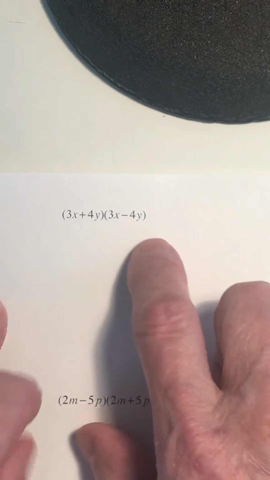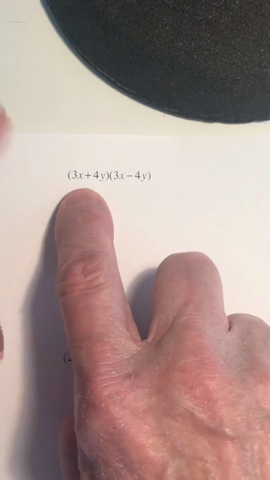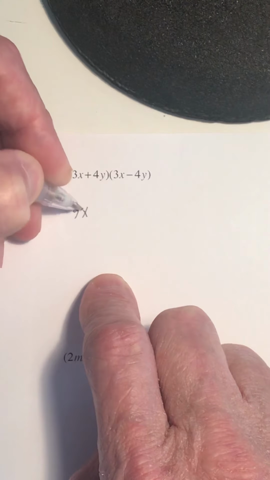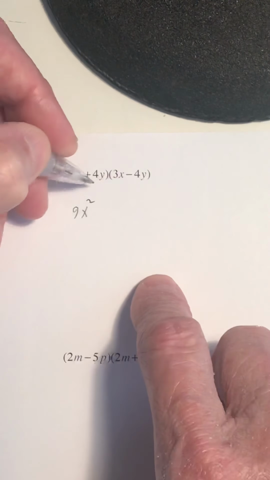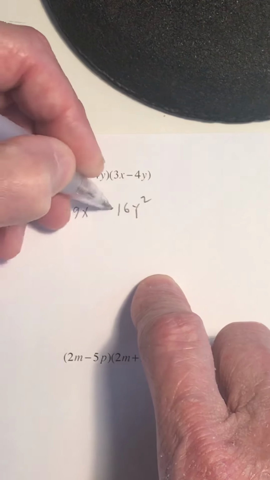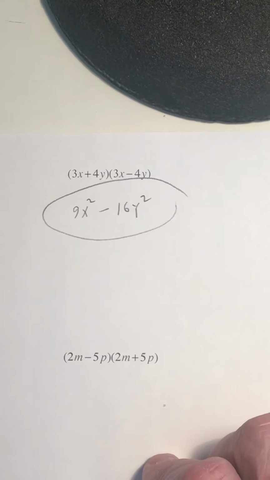Let's go back up to the top of the paper. Does this fit the pattern? A plus b, a minus b? Yes. So what's the square of 3x? 3x times 3x is 9x squared. 4y times itself would be 16y squared. Put a minus in the middle. See what a bunch of time we save knowing this?